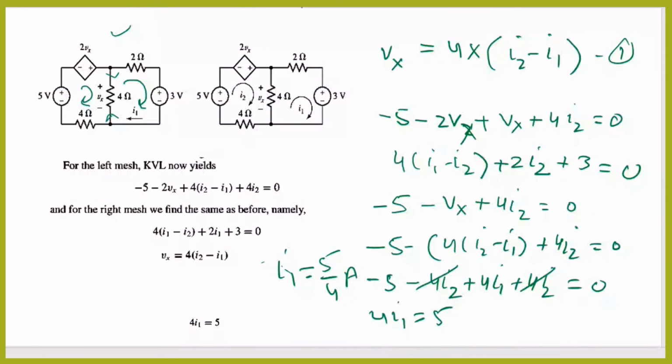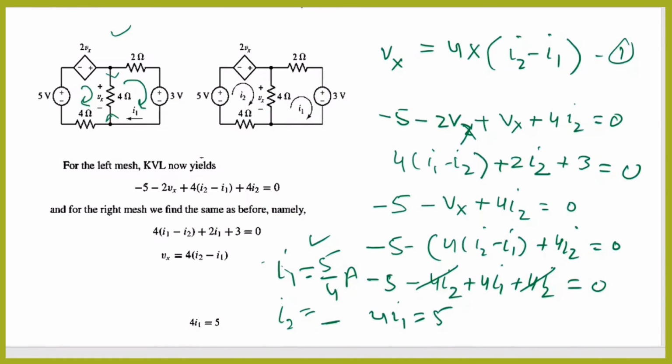So you got the I1 value. So if you want the I2 value, you substitute I1 here, 5 by 4 here, and get the I2 value. So I2 value you solve for yourself. I'm not going to solve. Okay, substitute the value of I1 in this equation, and get the value of I2.